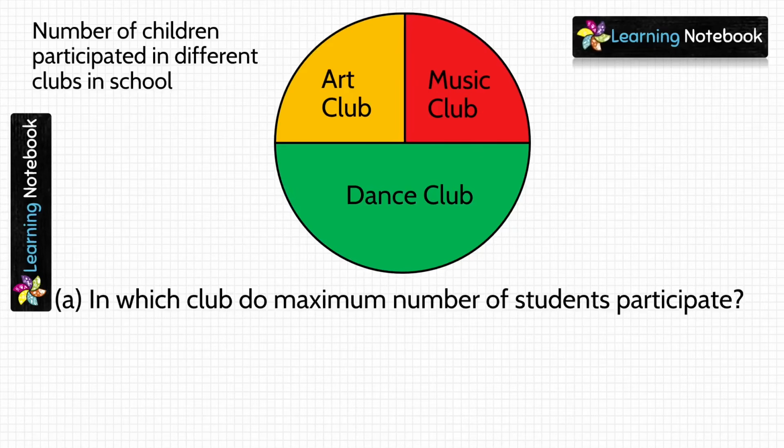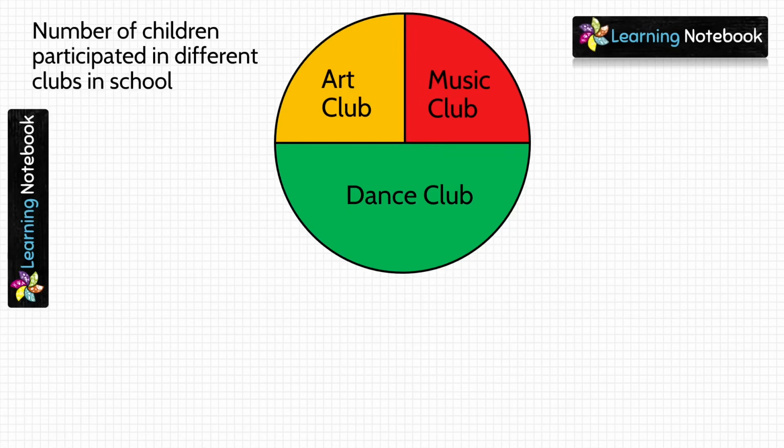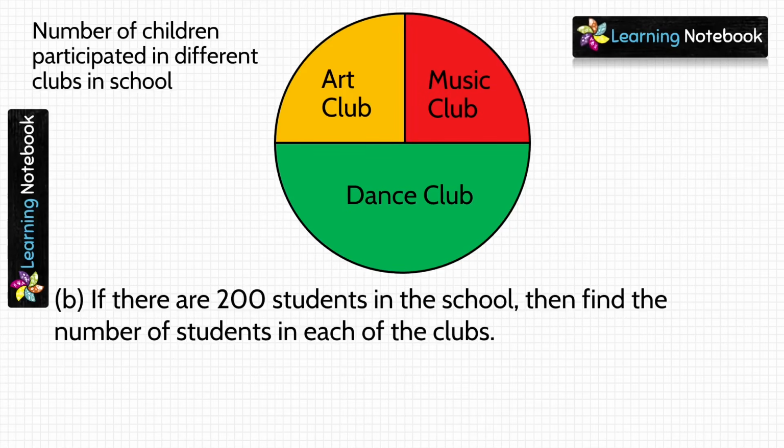Students, now you must have understood how to read this pie chart. So let's do some questions. In which club do maximum number of students participate? Since I told you that half of the circle is representing dance club, so it means maximum number of students participated in dance club. Let's see the next question.